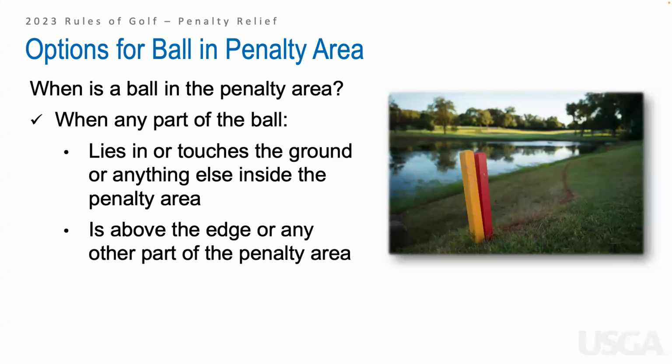So when is the ball in the penalty area? It's in the penalty area when any part of the ball lies in or touches the ground or anything else inside the penalty area, or if it's above the edge of any other part of the penalty area. So if it's on the line, it's in. If it's in a tree that's overhanging the penalty area, and that line goes up and you see that the ball's above the penalty area, it's in the penalty area. So that's what we mean by above the edge.